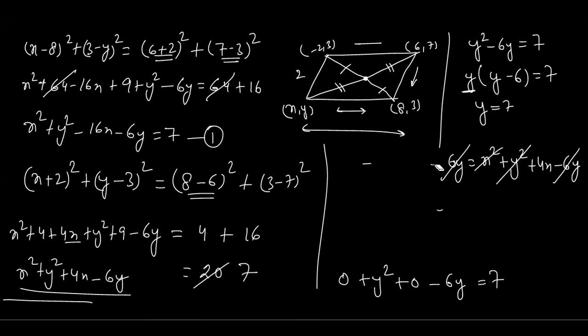Okay, suppose we have the coordinate 0, 1, just assuming that 0, 1 is the coordinate. How can you justify this one? We know that the diagonals of a parallelogram bisect each other. In a parallelogram, the diagonals are going to bisect each other. So suppose I take the coordinates this way.